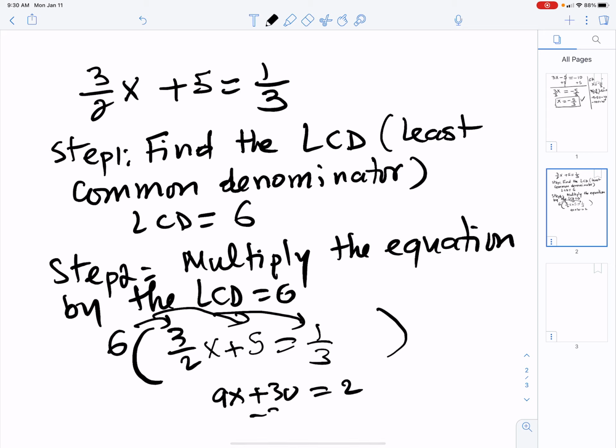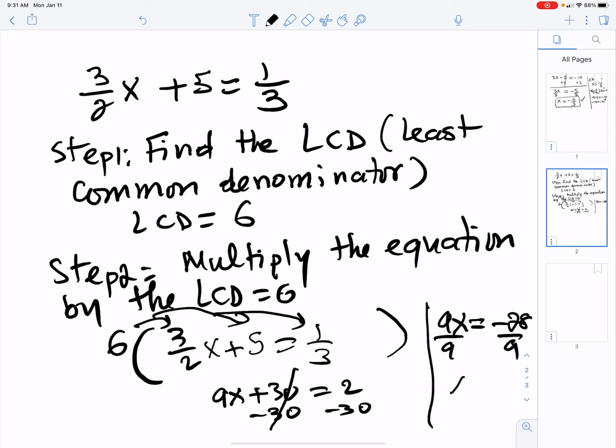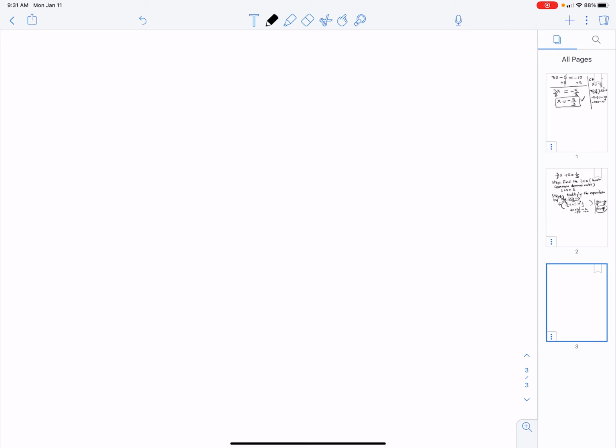So then we subtract 30 from both sides. And we have 9x equals negative, so this is cancelled. We have negative 28, right? Because 2 minus 30 is negative 28. Then we divide both sides by 9. And we get x equals negative 28 over 9. So that is the solution of my equation, right? Any question? Okay, so let's go to the next one.